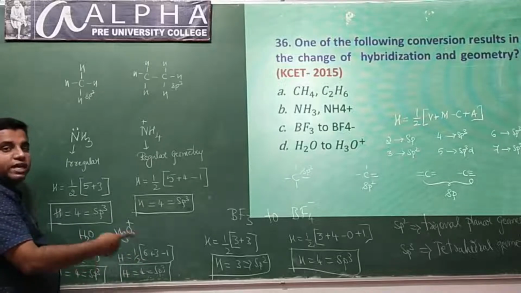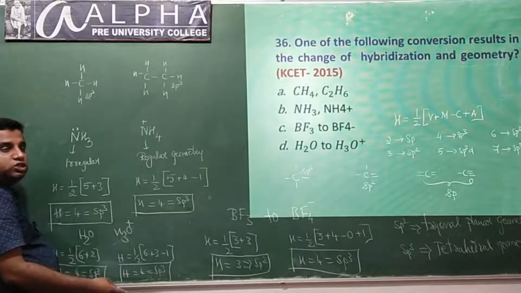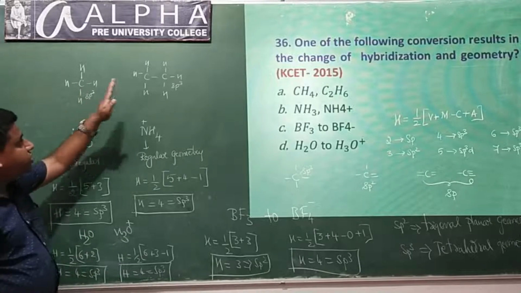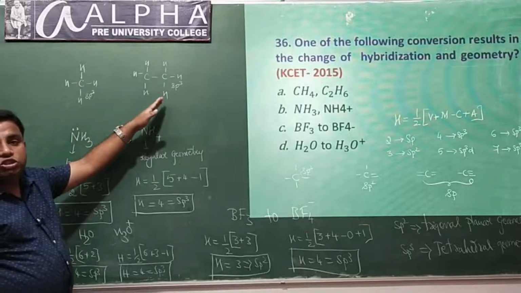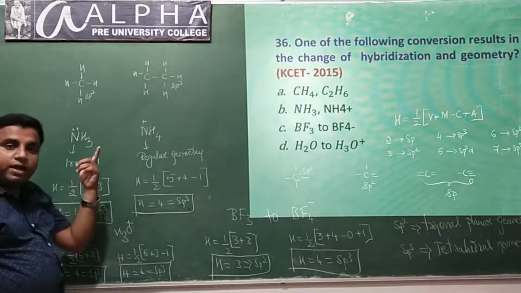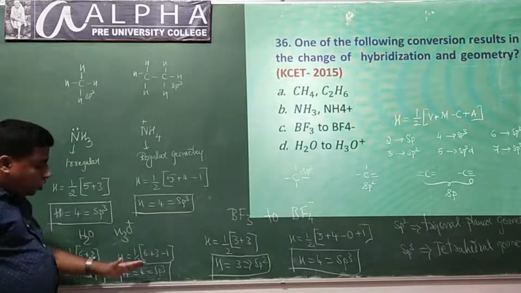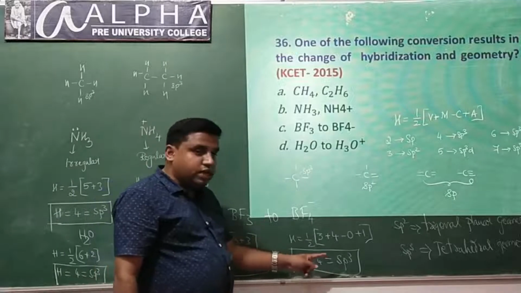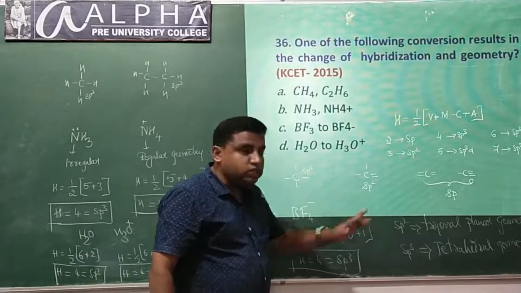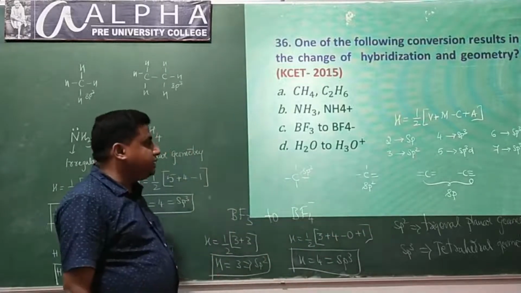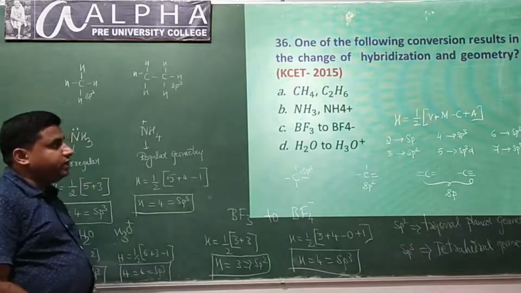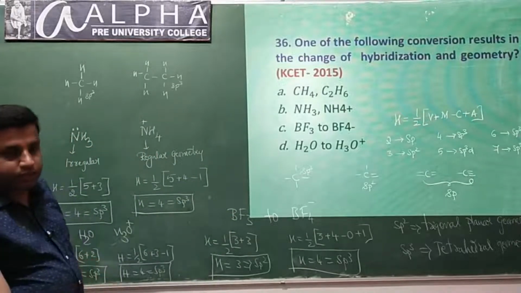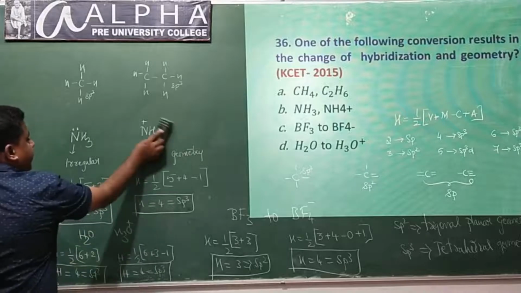So if there is no change in hybridization, there will be no change in geometry. Here also there is no change in hybridization, no change in geometry. Here also no change in hybridization, no change in geometry. But here there is a change in hybridization and also a change in geometry. Hence the correct answer is option C. I hope you understood. Yes, exactly correct.